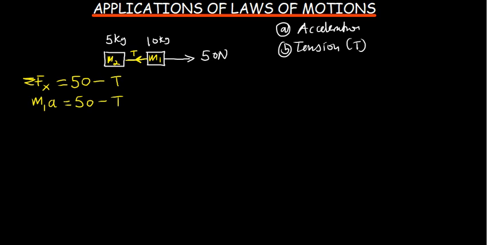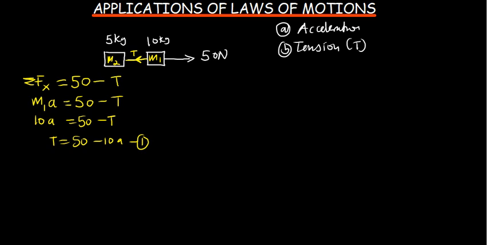Now M1, that is 10 times acceleration, that is going to be 50 minus tension. If I take 10a this side and then the T this side, the T is going to become positive. So that will be 50, and then the 10a is going to become negative. This will be equation 1. And then we look at the second object.